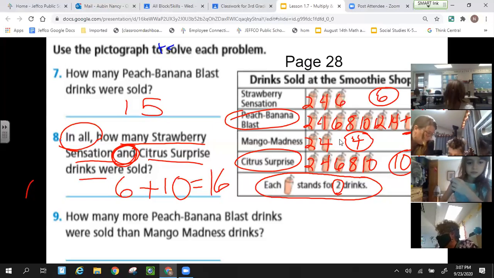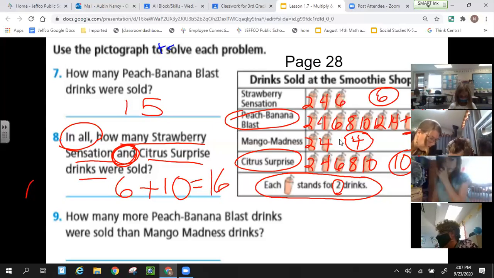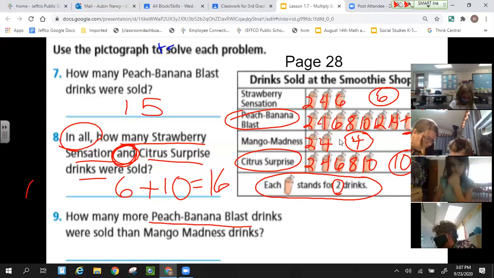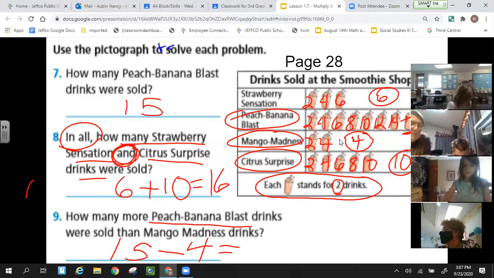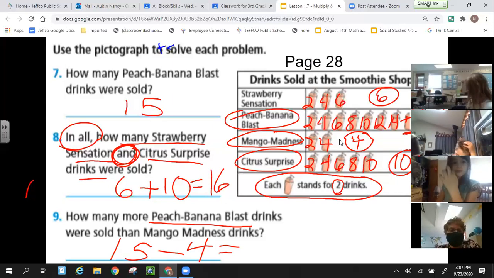So you're going to take your 15 for the Peach Banana Blast. We had 15 and subtract our Mango Madness, which was 4. Go ahead and solve that however you solve subtraction problems. I would count backwards on that one. You might want to use what plus 4 equals 15? What do you think you're going to get? Maddie. She says 11. Does anyone agree at home?